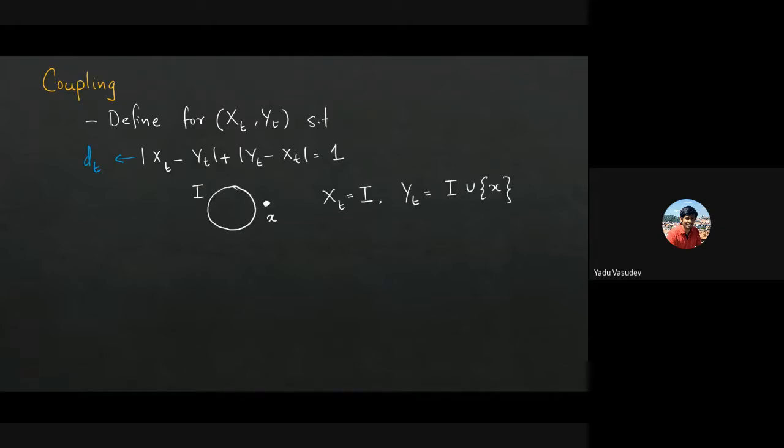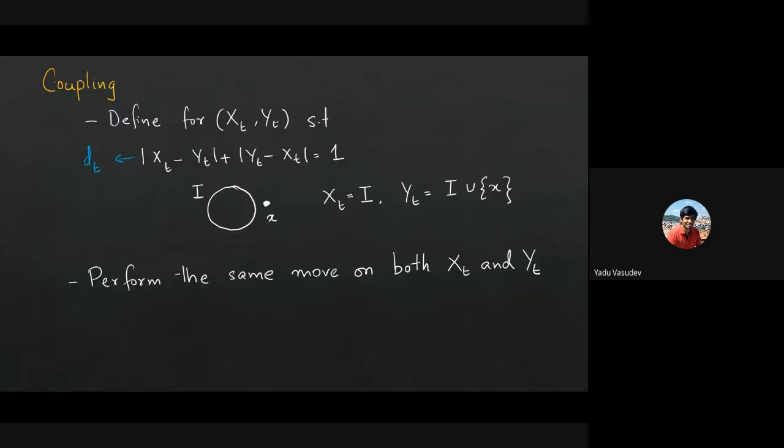So how do the states look, right? When you have two states xt and yt, then it will look like this. I is the set xt, and yt is I union a vertex x that is sitting outside. This is what it means to say that the symmetric difference between xt and yt is 1. I is identical between xt and yt, and there is another x which is outside I. This is the scenario that we are in.